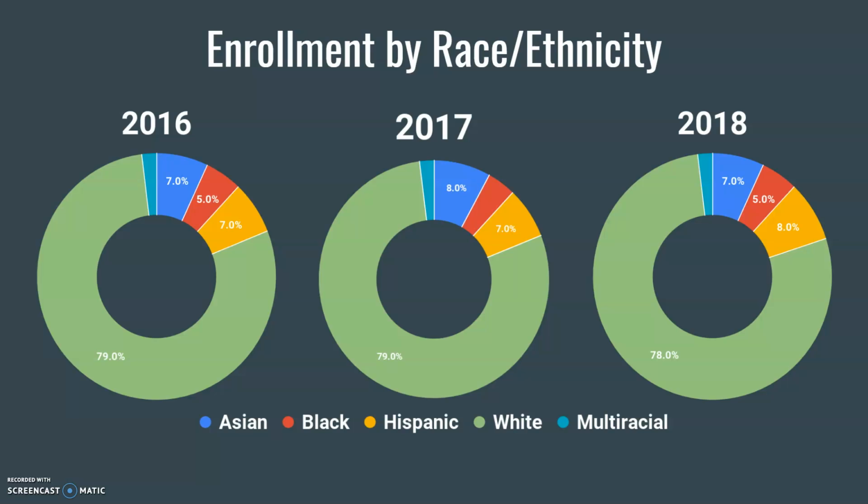Our enrollment broken down by race and ethnicity, you can see North Oconee High School is overwhelmingly a white student population. From 2016 to 2018, the white population has only decreased 1 percentage point from 79% to 78%. The second and third largest groups based on race and ethnicity are the Hispanic population and the Asian population, both hovering around 7 to 8%.